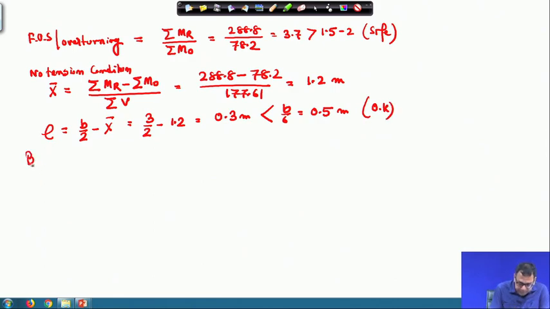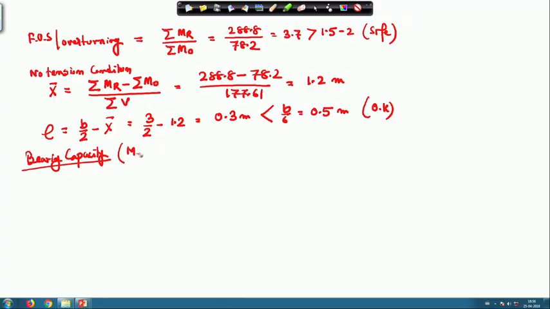Now, for the bearing capacity calculation, what will I do? We have various bearing capacity expressions available: Terzaghi, Meyerhof, Skempton, Hansen. But here it is an inclined load condition. You can see there is a horizontal force as well as the vertical force, so it is an inclined loading condition. That is why we will use the Meyerhof bearing capacity expression here.